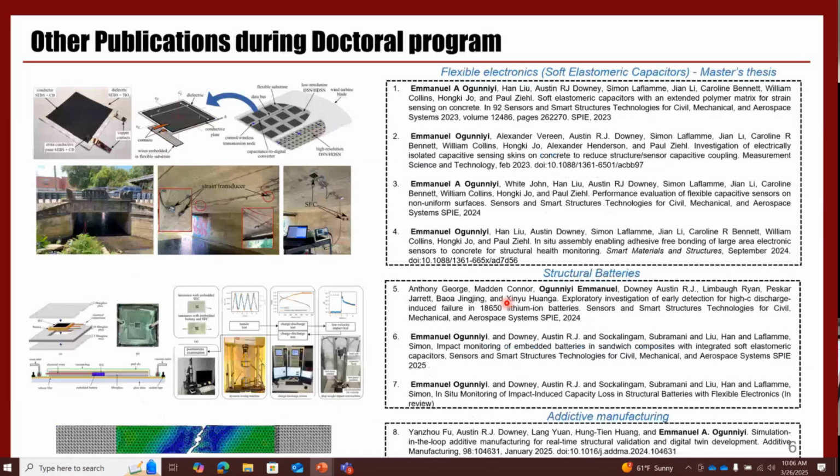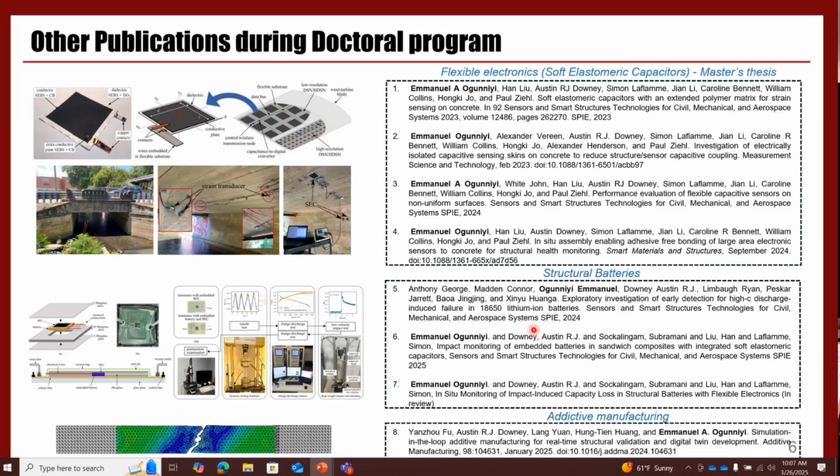Aside from the work towards my dissertation, I've also been involved in several other projects during my PhD program, one of which is flexible electronics, which was directed towards my master's thesis. We had a lot of good work there, with journal publications and conference presentations too. I've also worked on structural batteries during the course of my program, and we had some very innovative work and projects carried out there. So we had publications and conference presentations from there too. I also had a publication in additive manufacturing during the course of my program.